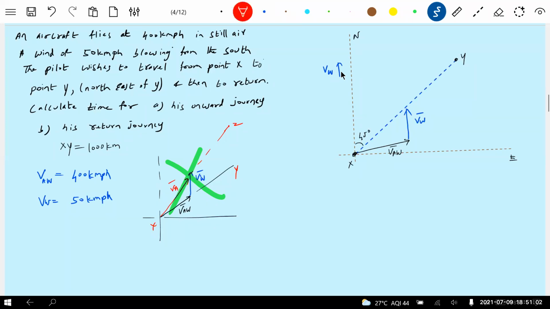Now this will be the velocity of aircraft. This angle I don't know, theta. This is alpha, this is theta. I don't know these things, but alpha plus theta is 45 degrees. What was our question? Calculate the time for the onward journey. So we should know VA here.